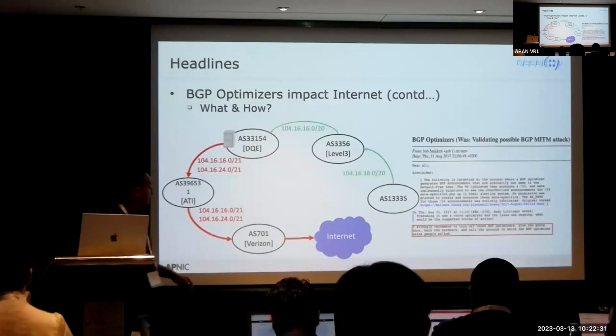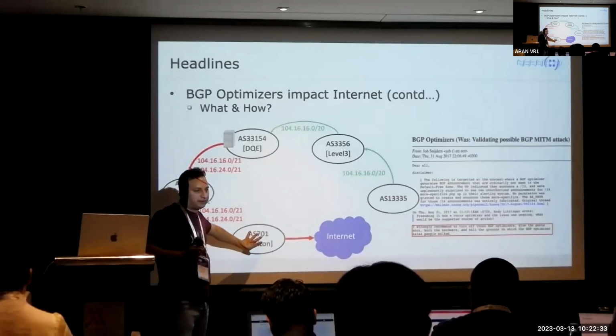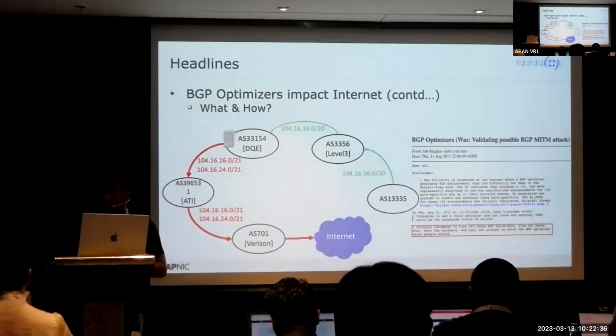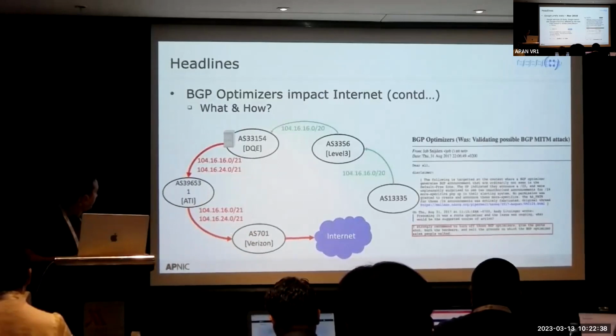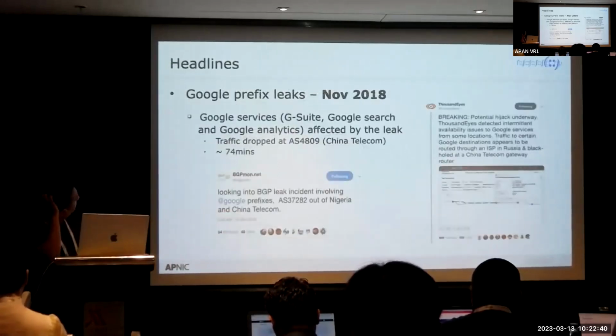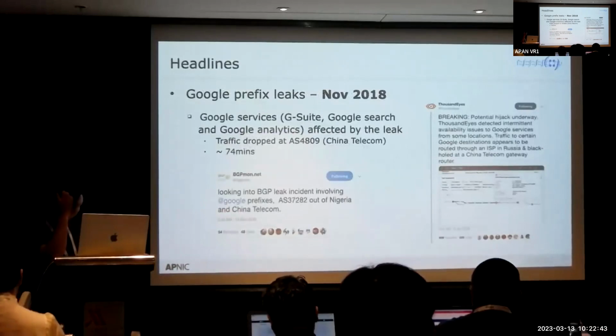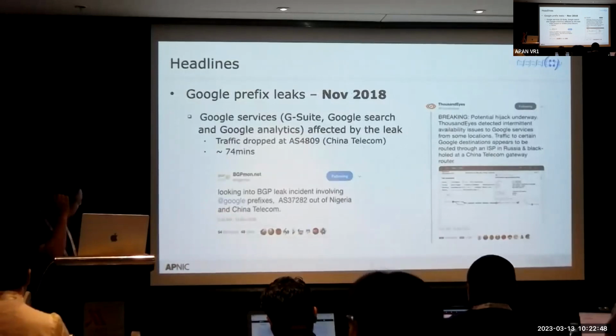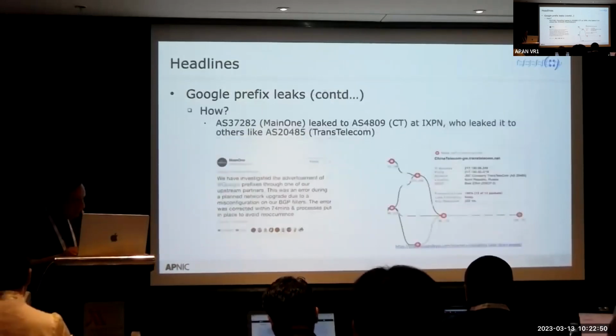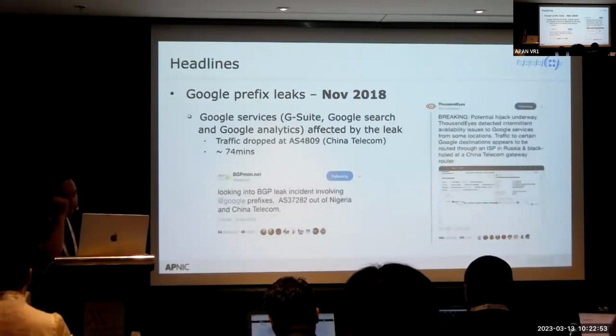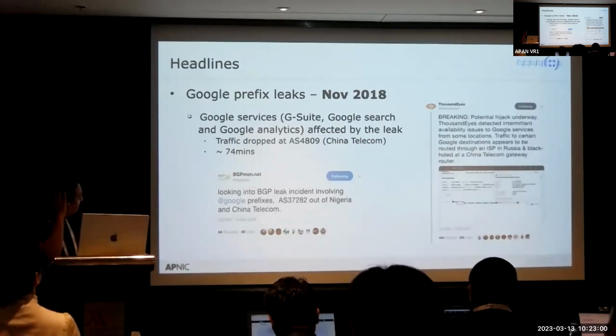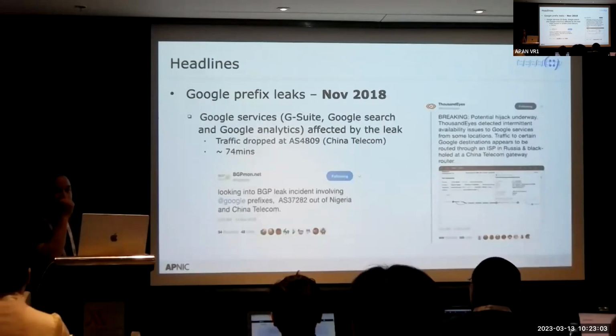And even if this network would have done the filtering, the amount of impact would have been much less, right? Again, there is the Google prefix leak, and this is actually a network in Africa, right? Main One is one of the largest providers in the African region. They mistakenly announced some of the Google prefixes, right? So this is also not with bad intent.